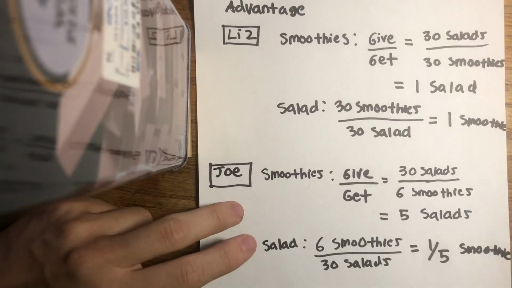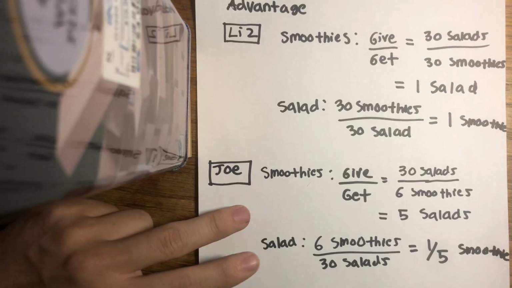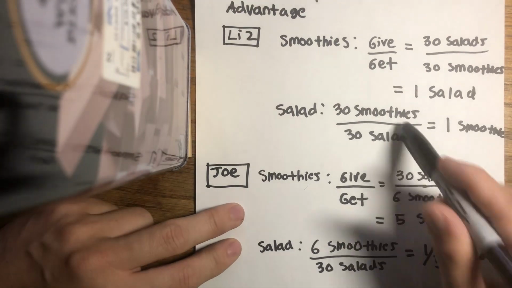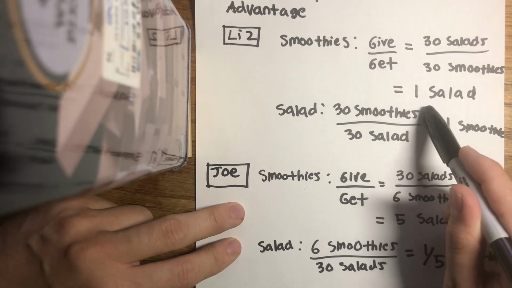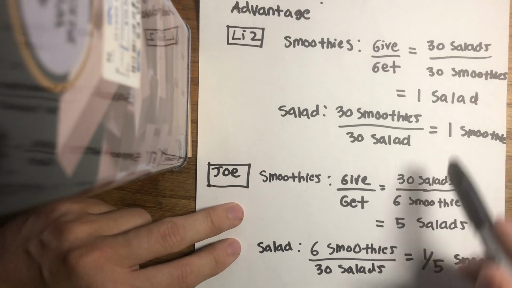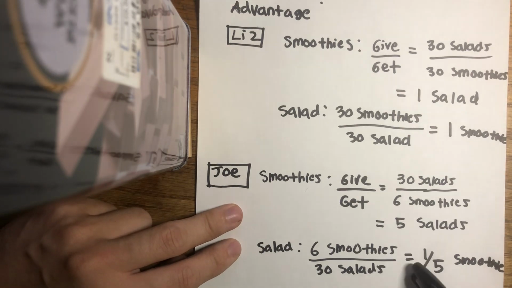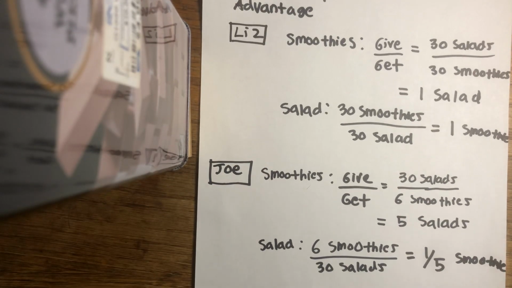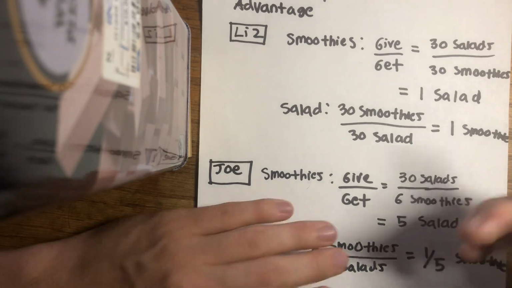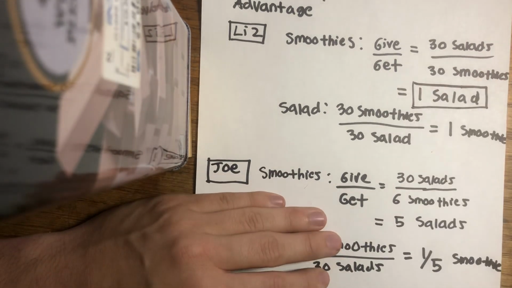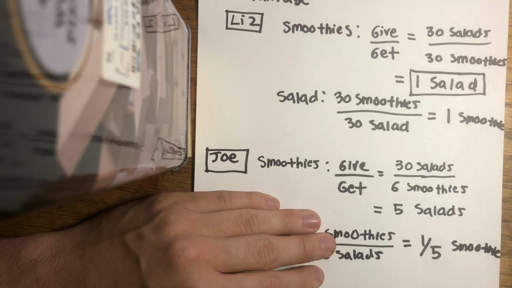All right, so now going back, we are trying to calculate the opportunity costs. Let's look at the opportunity cost for smoothies. Liz has 1 salad as her opportunity cost. Joe has 5 salads. So we're looking at who has the lowest opportunity cost, in other words, who's giving up the least to produce 1 smoothie. And the answer is Liz. She only has to give up 1 salad, whereas Joe has to give up 5.